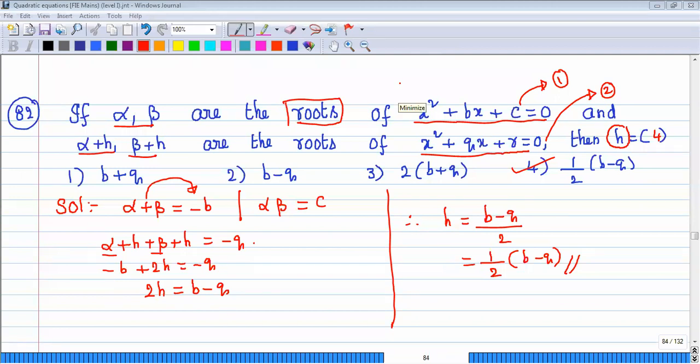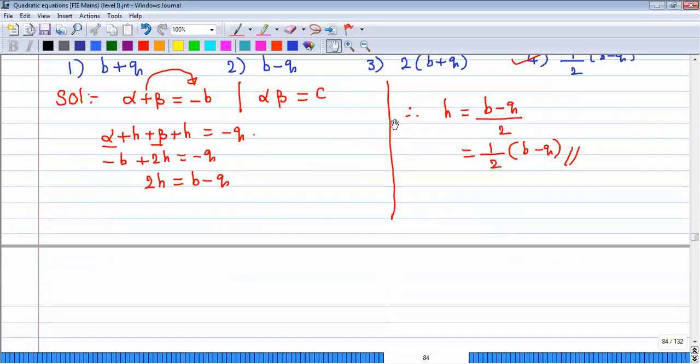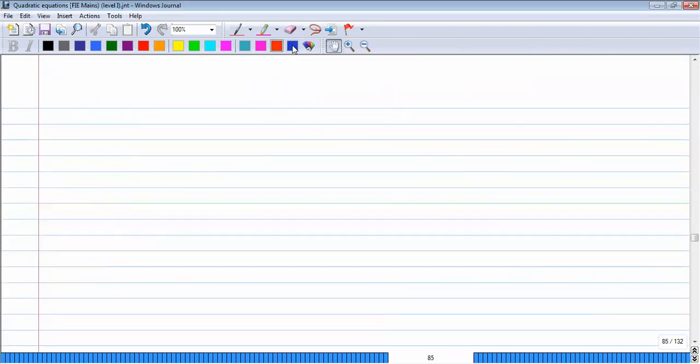Okay, Anusha, absolutely correct. Not option 2, option 4 is the correct one. But good try. Scroll up, sir.